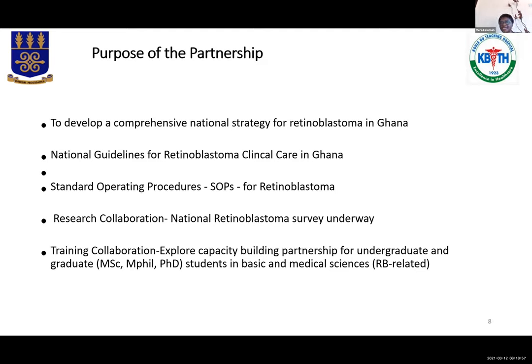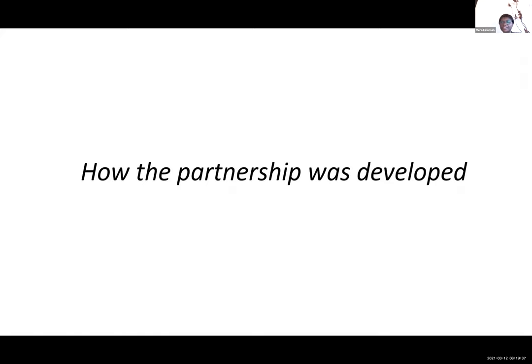And we knew that Canada, or SickKids, was a good model for us to really learn from, because they had helped Kenya to establish a national program. We also wanted to ensure that through this partnership, we will develop standard operating procedures, especially for retinoblastoma and for other conditions, and explore other training collaboration where there'll be exchanges between our students and the students of University of Toronto. So how did the partnership develop?